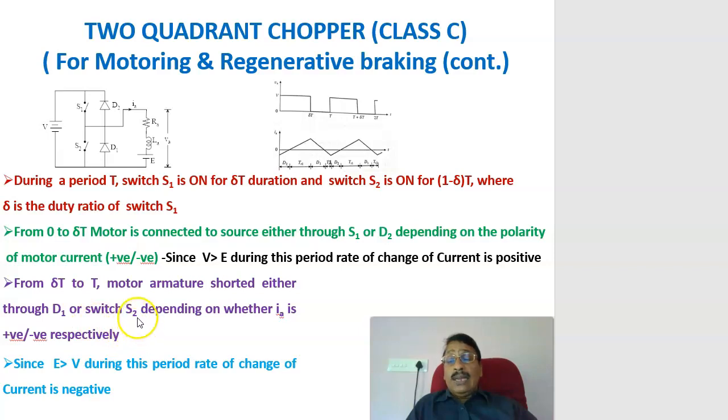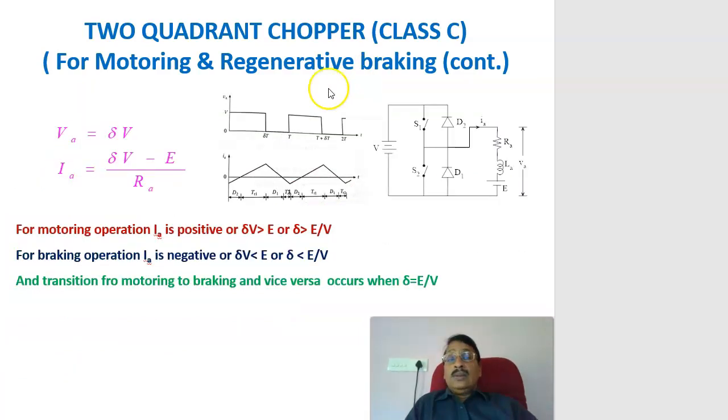either through D2 or through S2. During that period, the armature voltage will become 0. You can see that the back EMF will become more than the voltage V during this period, and the rate of change of current will become negative. Therefore, the current is decaying like that. That is what is happening when S1 is on as well as when S2 is on.